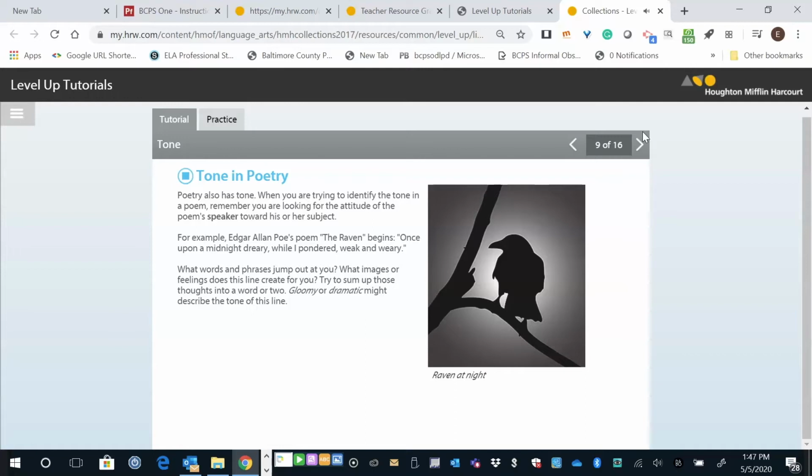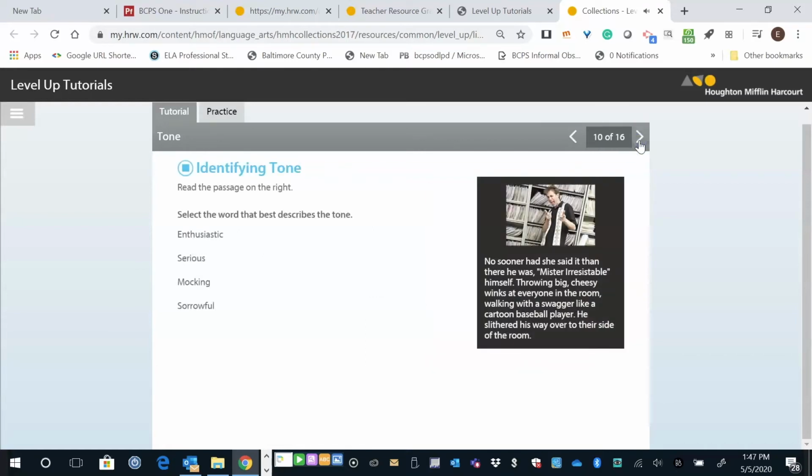What words and phrases jump out at you? What images or feelings does this line create for you? Try to sum up those thoughts into a word or two. Gloomy or dramatic might describe the tone of this line.